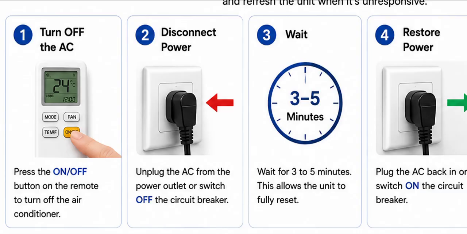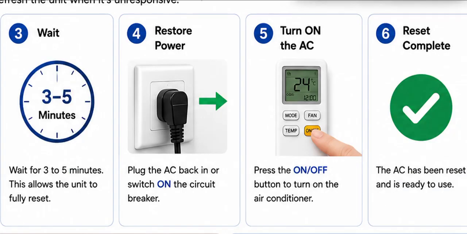Wait 3 to 5 minutes. This allows the unit to fully reset. Restore power. Plug the AC back in, switch on the circuit breaker, turn on the AC, press the on button to turn on the air conditioner. Then your reset will be completed. The AC has been reset and is ready to use.